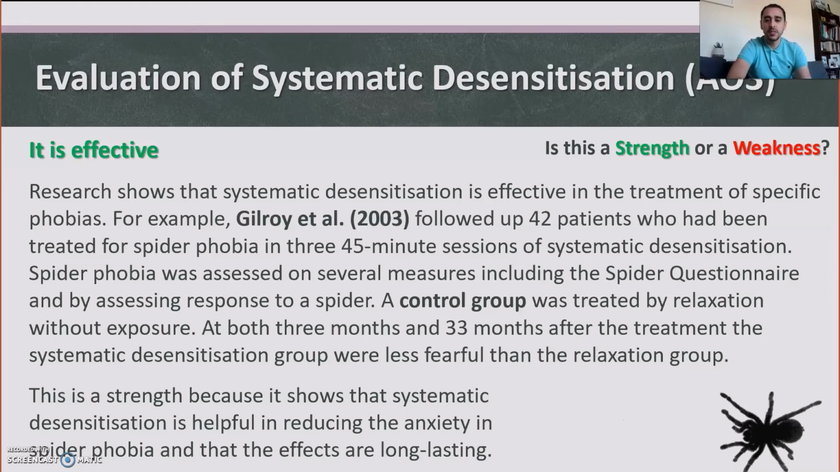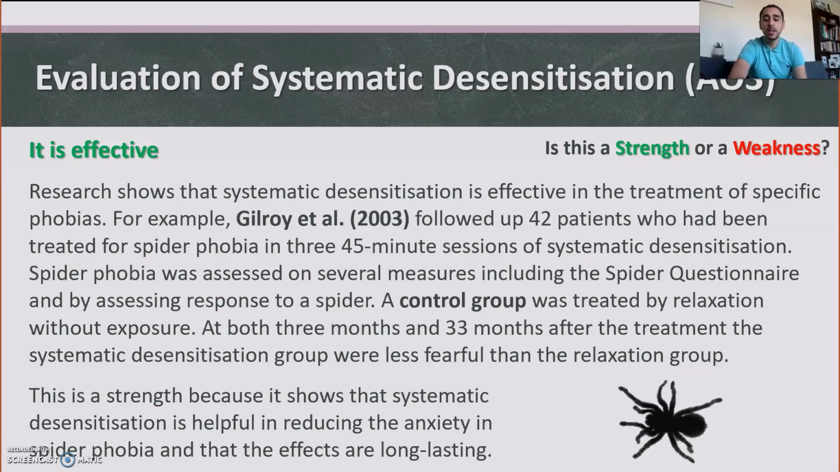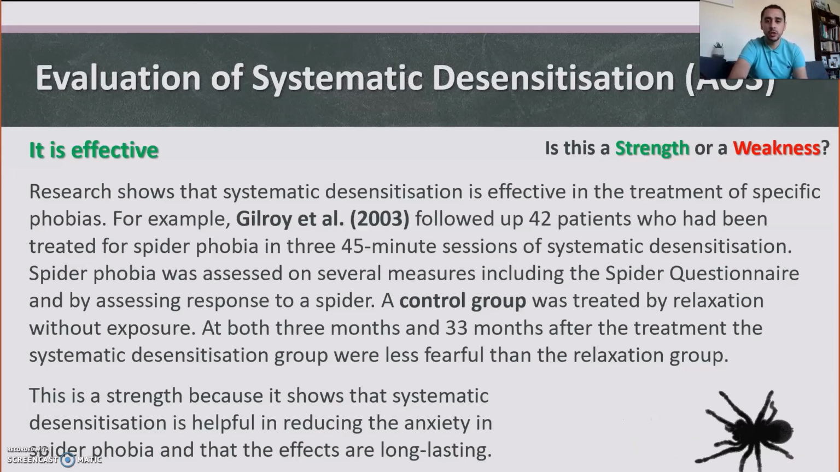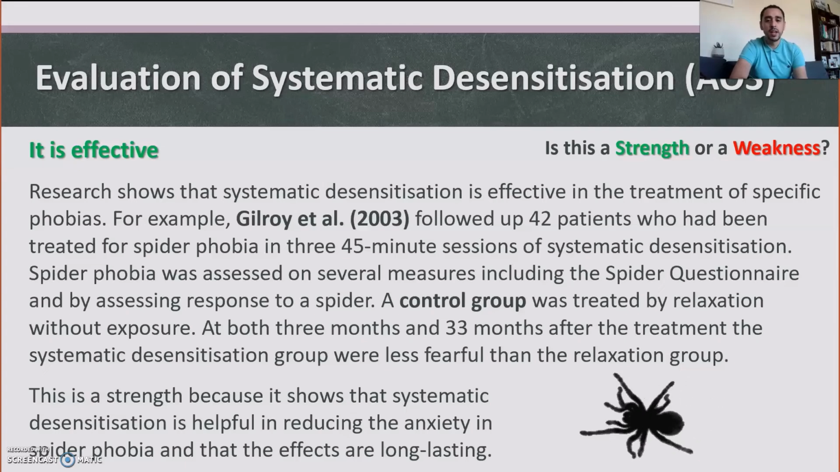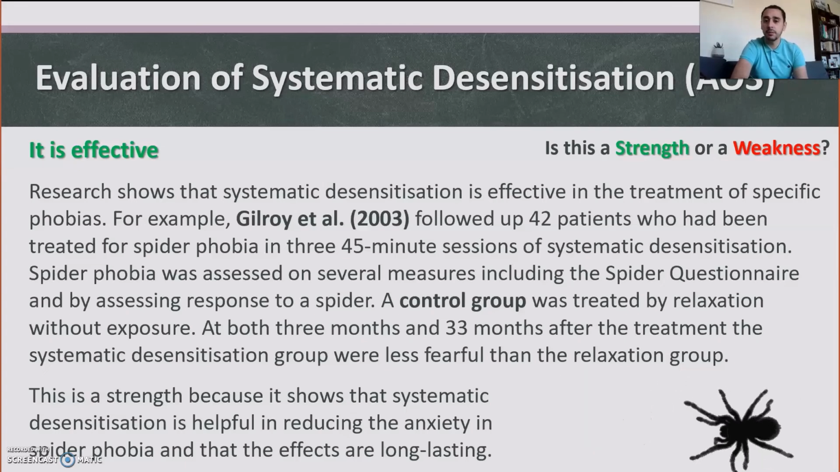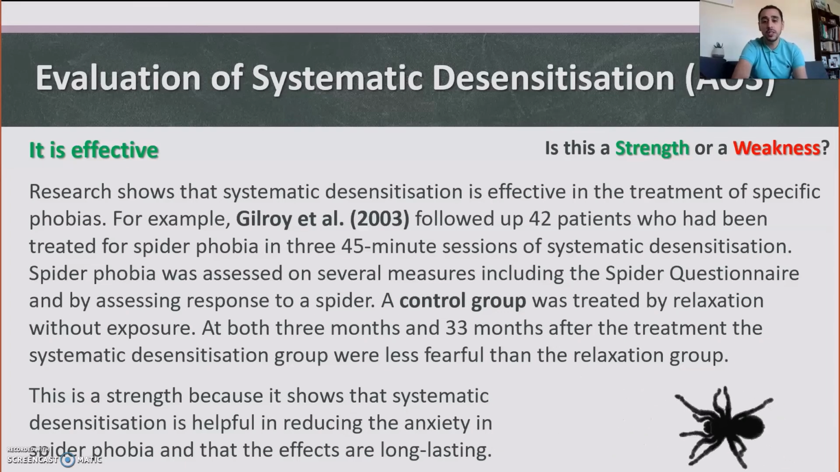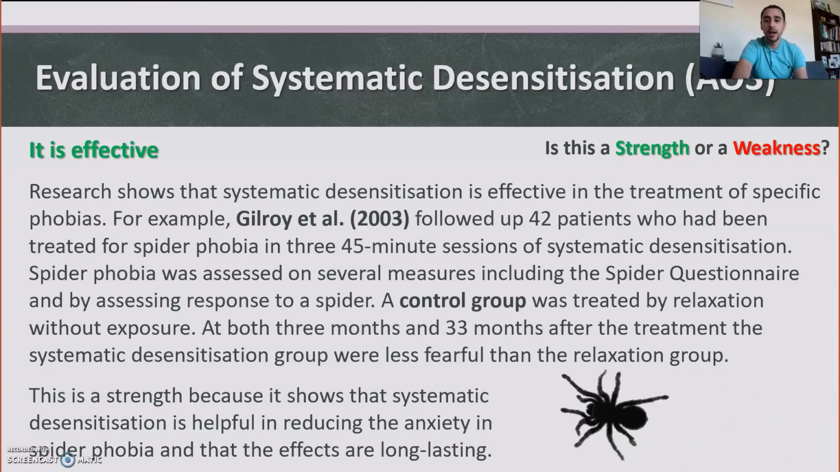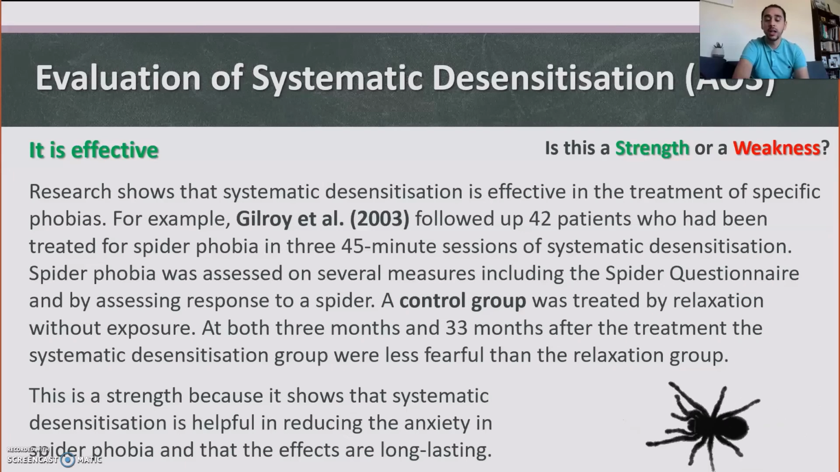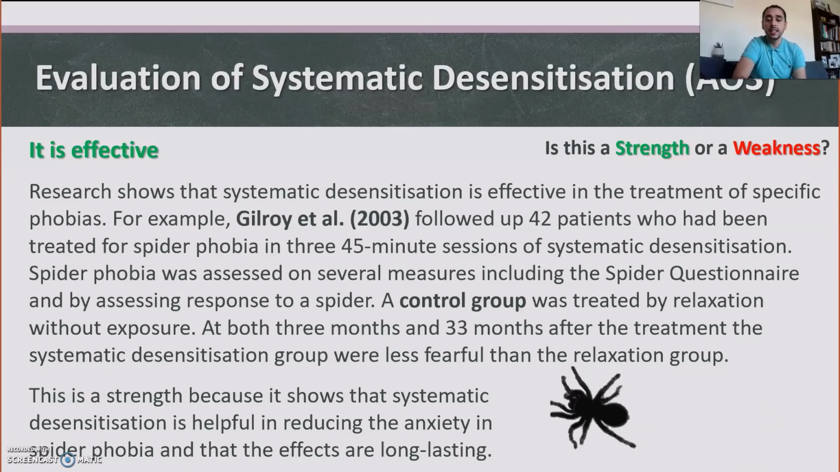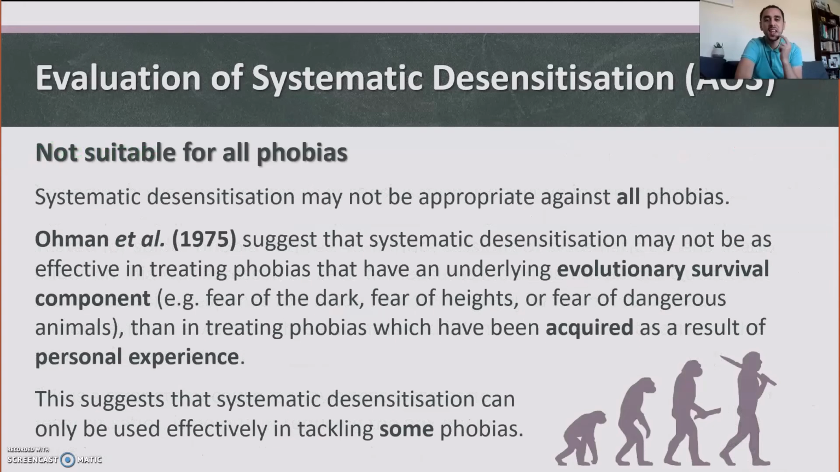At both 3 months and 33 months after the treatment, the systematic desensitization group was less fearful than the relaxation group. This is a strength because it shows that systematic desensitization is helpful in reducing the anxiety in spider phobia and that the effects are long-lasting. So one good thing is it is effective. However, systematic desensitization may not be suitable for all phobias. SD may not be appropriate against all phobias.